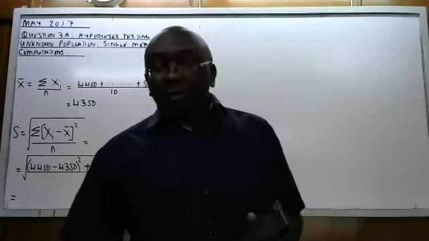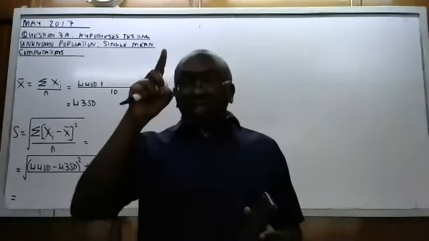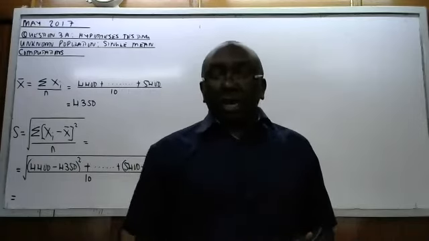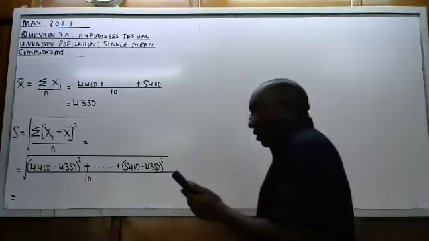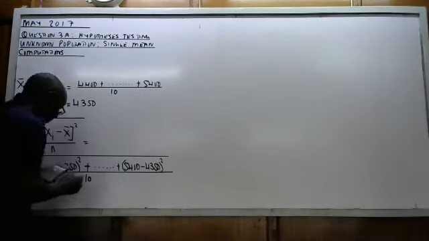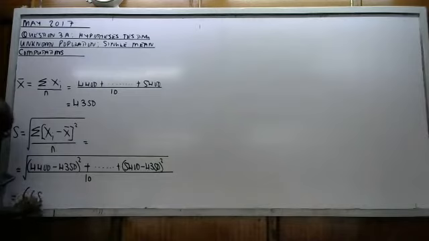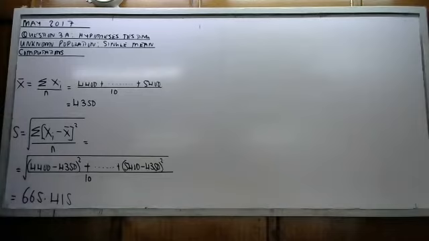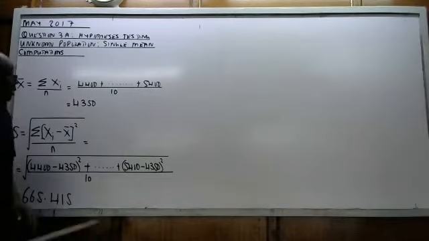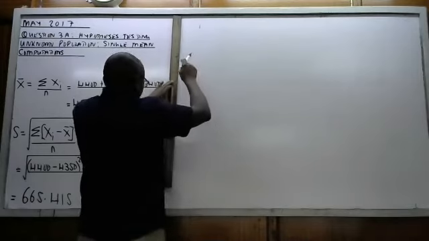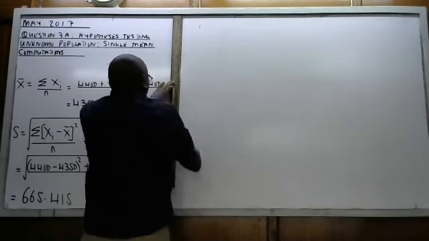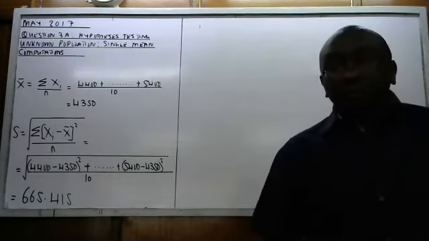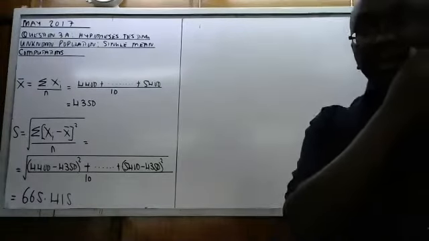It can't be 0. Maybe you may consider Alice. Press Shift, button number 2. Okay, good. Yeah. So 665.4, 665.415.